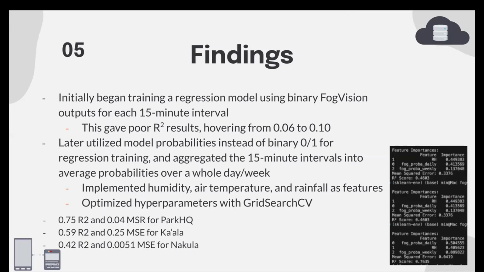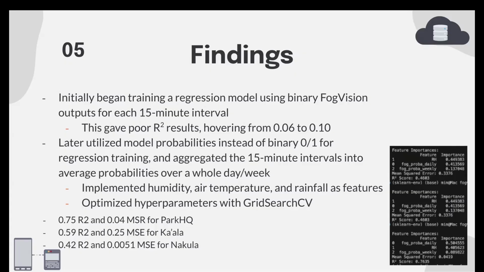What I found is that I began training a regression model using the binary outputs, because that was what I was given at first. I was given a huge CSV of the three sites, where 0 meant no fog and 1 meant fog. We can see that this gives pretty poor results, since we aren't given any other inputs than just 0 or 1. Later I was able to get the actual vision probabilities instead of just a binary 0 or 1, and I did regression training on those.